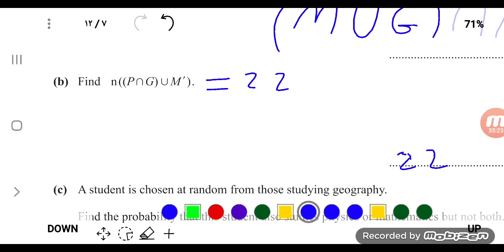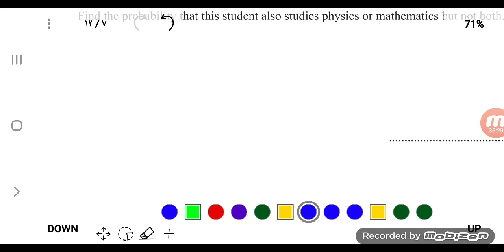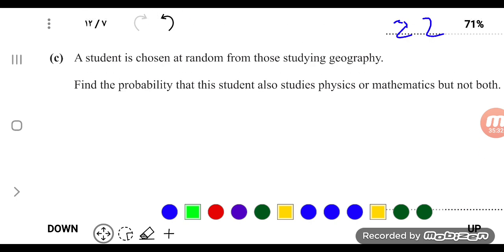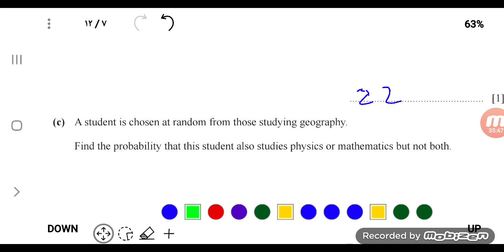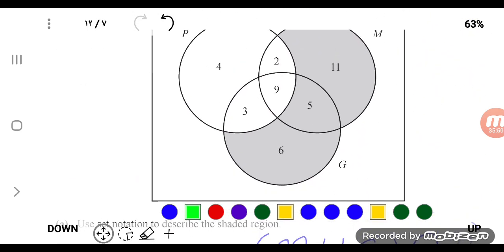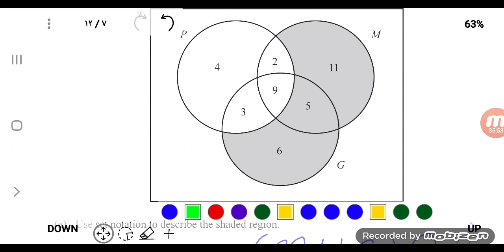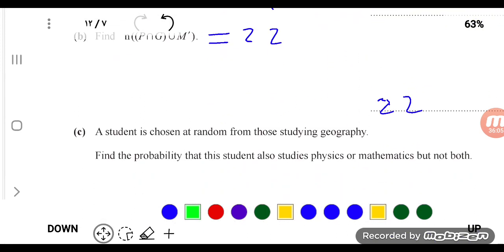Let's see next one. A student is chosen at random from those studying geography. Find the probability that this student also studies physics or mathematics, but not both. Okay, a student is chosen at random from those studying geography, means our denominator is those who are studying geography. How many people are studying geography? Let's count. 5 plus 6, 11, plus 9, 20, plus 3, 23. So our denominator is 23.